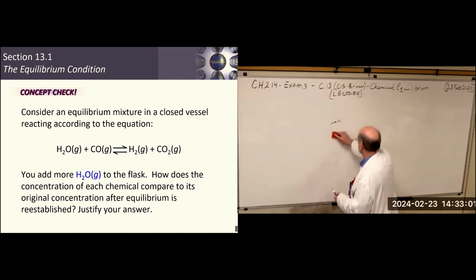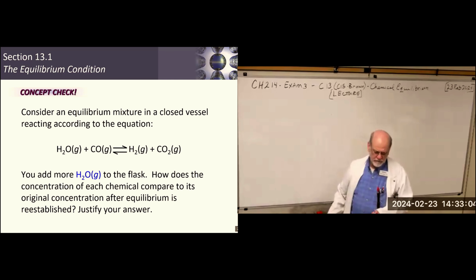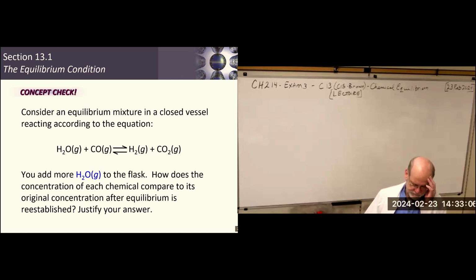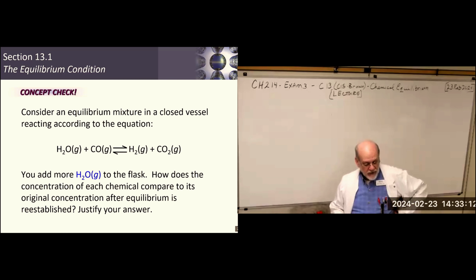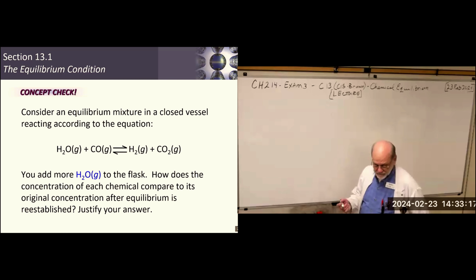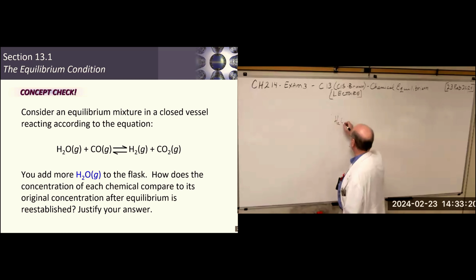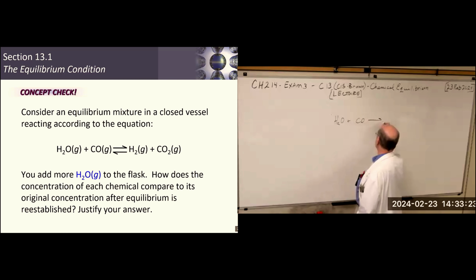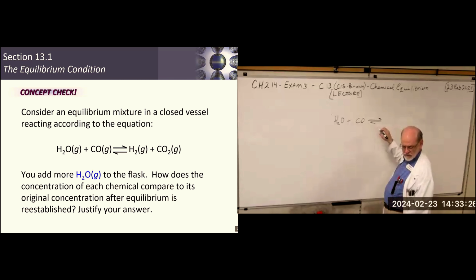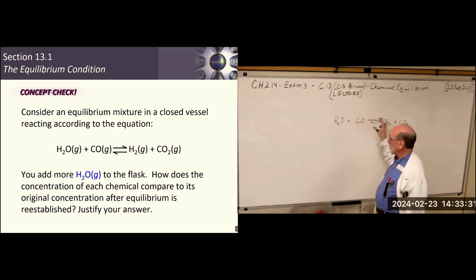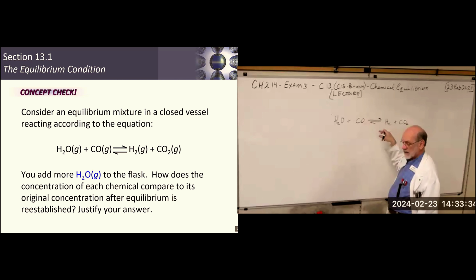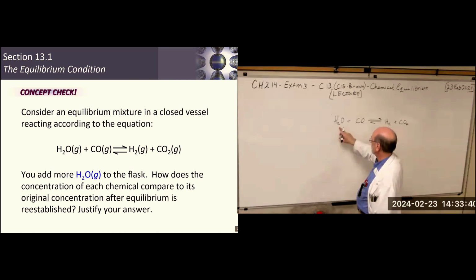Now, this slide is sort of a teaser for your next lab. If we have water plus carbon monoxide yields hydrogen and carbon dioxide, what would happen? Let me write it up here. Water plus carbon monoxide yields hydrogen plus carbon dioxide. Once we're at equilibrium and the rates are equal forward and back, then what would happen if we add more water?